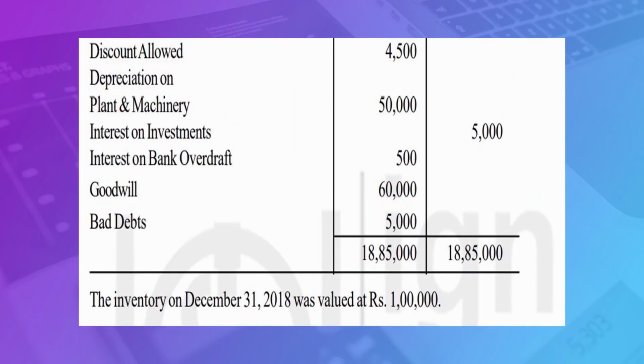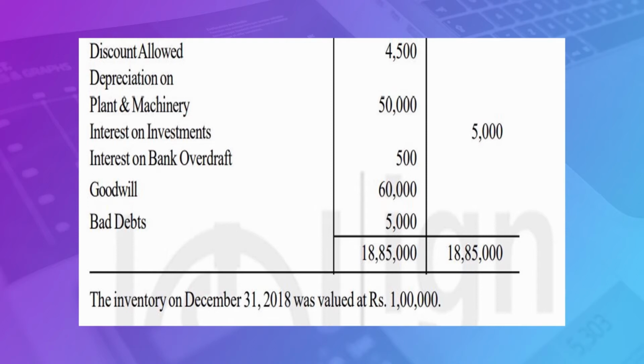Move forward. Discount allowed, so we have allowed the discounts to our debtors, so therefore it is an expense for the business, therefore all expenses will have a debit balance. Depreciation on plant and machine, so plant and machine being a fixed asset for the business, if we charge depreciation on the fixed assets, it is an expense for the business, therefore it will have a debit balance.